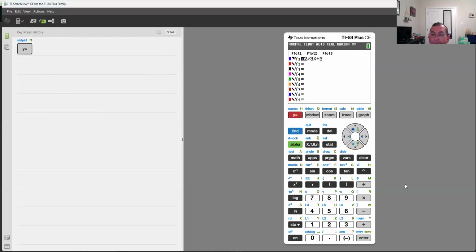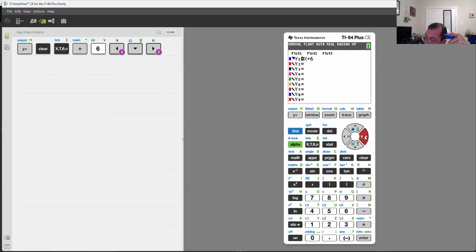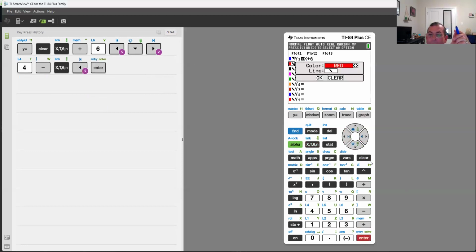So let me go to y equals and clear that out. First I would put in my x plus 6. Arrow all the way left. And, well, I've already got greater than highlighted there, so I'm good on that one. On the second one, I would put in 4 minus x. That one was less than, so I'm going to arrow left and hit enter.